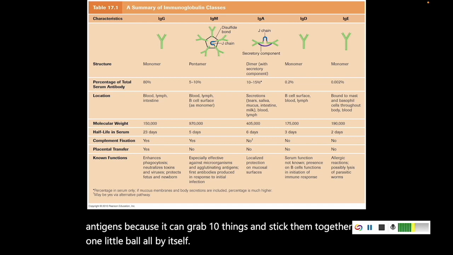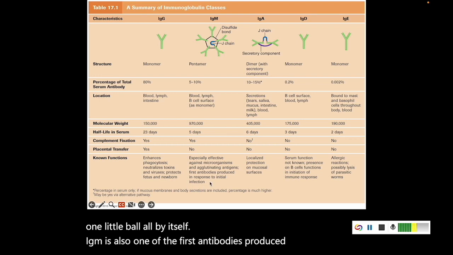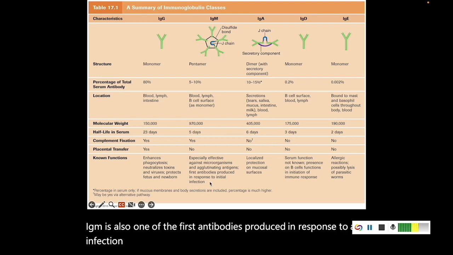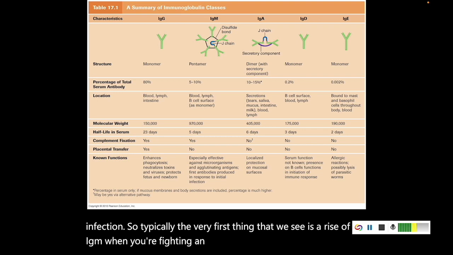IgM is also one of the first antibodies produced in response to an infection. So typically the very first thing that we see is a rise of IgM when you're fighting an infection, and then it'll switch to IgG after that.